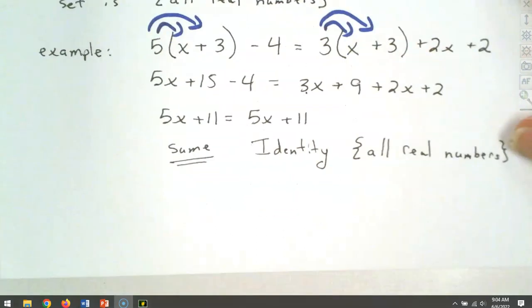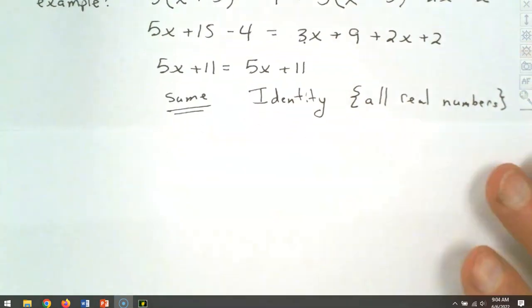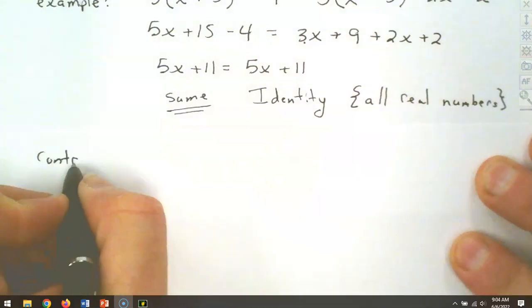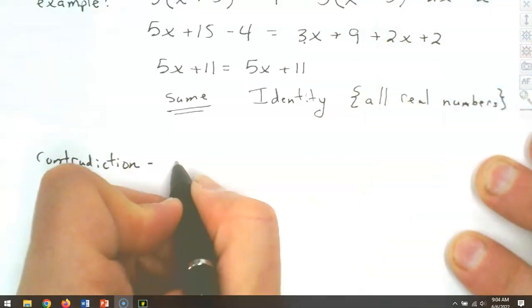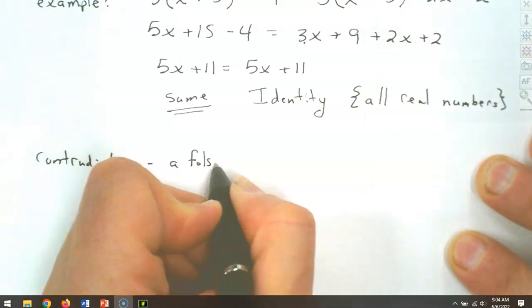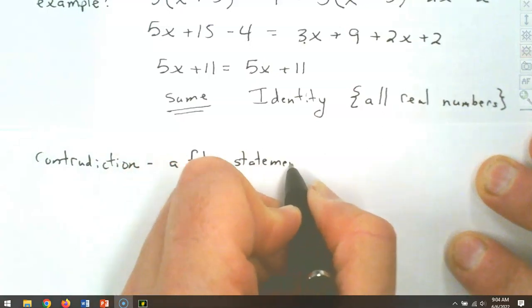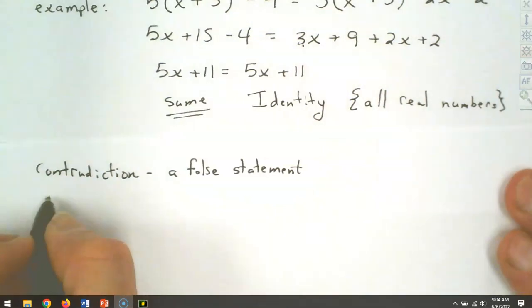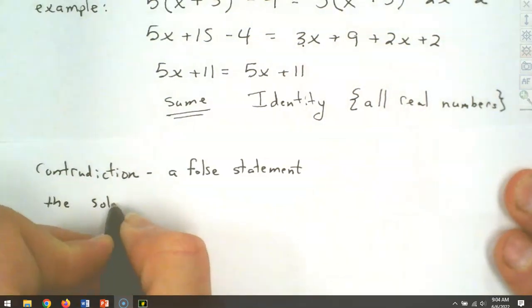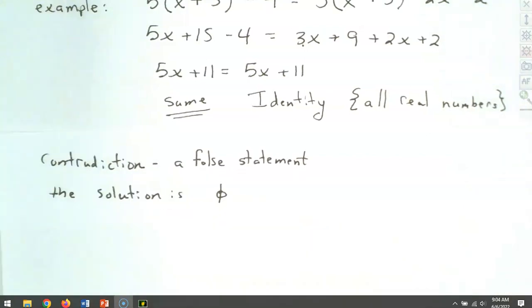The last type of equation is going to be the contradiction. And a contradiction is just a false statement. So we're going to be looking at a false statement. And this has no solution. So the solution is going to be the empty or the null set.